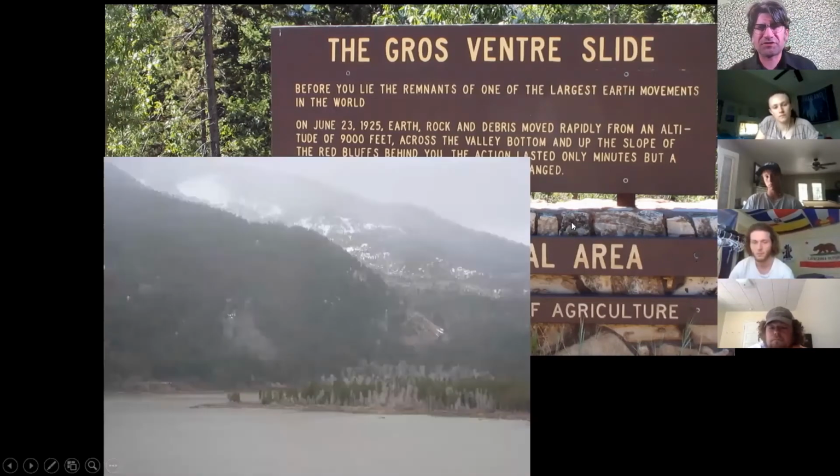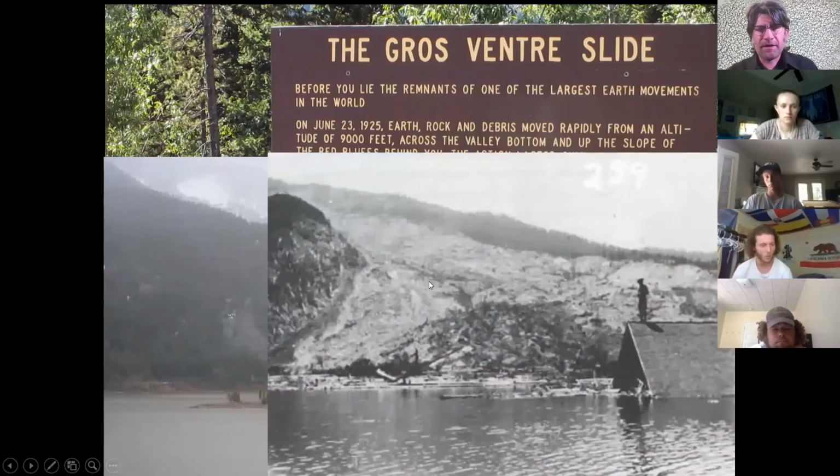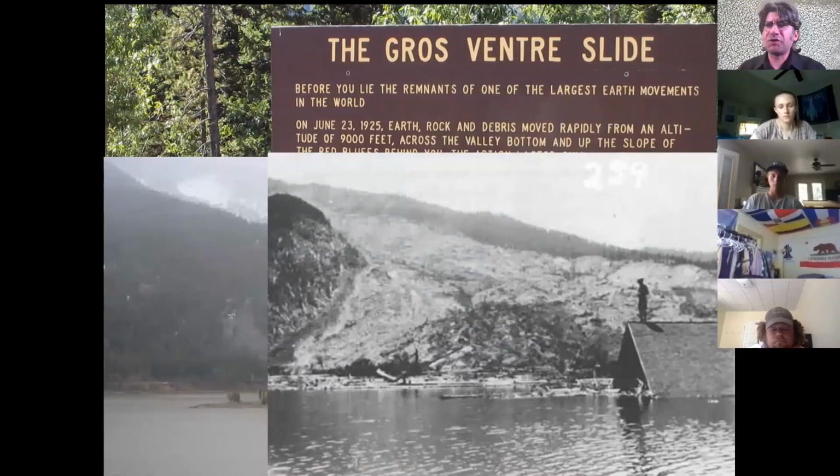So here's a couple more pictures of the Grovant Slide. There's kind of what it looks like in winter. And here's what it looked like in 1925, right after it happened. So several people were killed in the Grovant Slide. And so in geomorphology, it's really important for us to be able to understand essentially how these landslides happen, where they happen, and why they happen, so that we can make reasonable decisions about how we plan and how we mitigate hazards such as landslides.